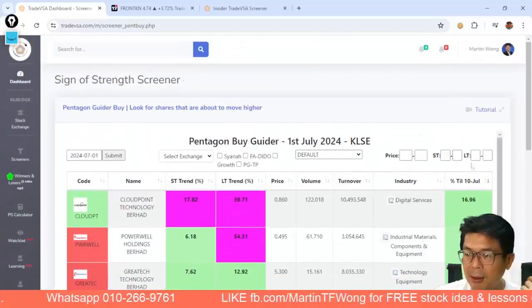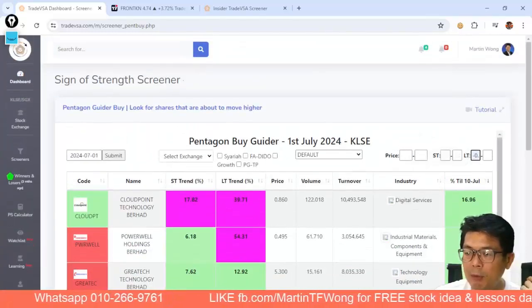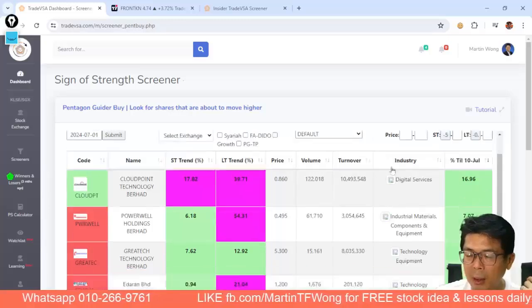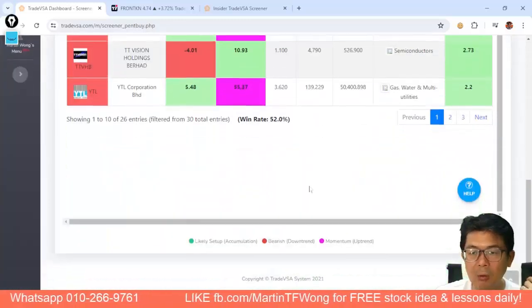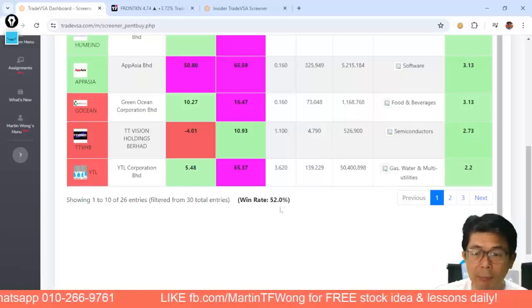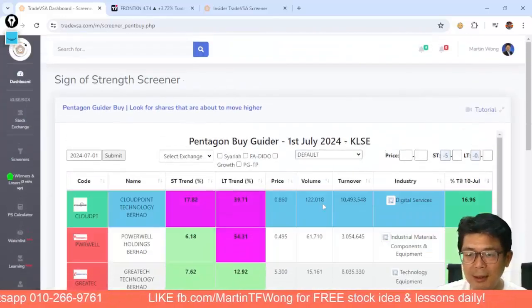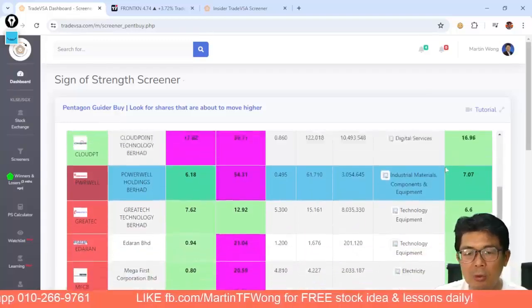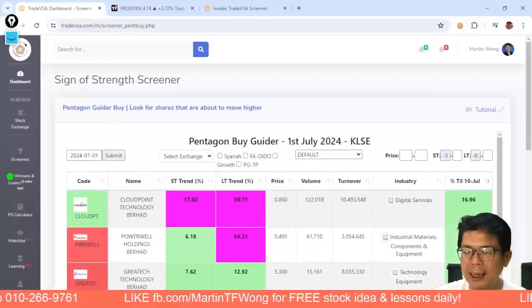Okay, 51%. Now let's say we use the minus 0.5 and minus 5. Let's see what will be the win rate. Will it be higher or lower? Yeah, just slightly higher. It filtered out 26, so your win rate becomes 52%. So you can play around with this ST and LT.